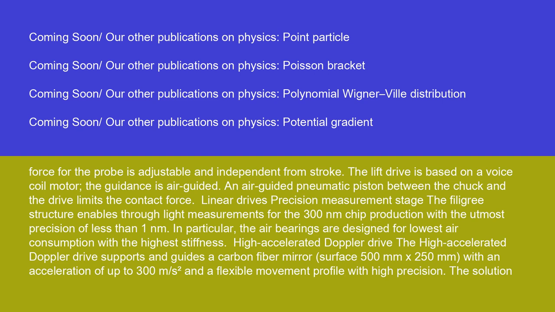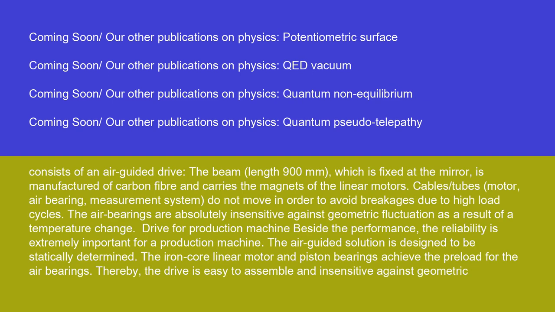The highly accelerated linear drive supports and guides a carbon fiber mirror, surface 500 millimeters x 250 millimeters, with an acceleration of up to 300 meters per square second and a flexible movement profile with high precision. The solution consists of an air-guided drive.